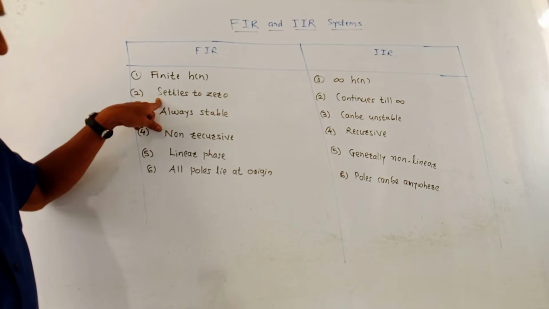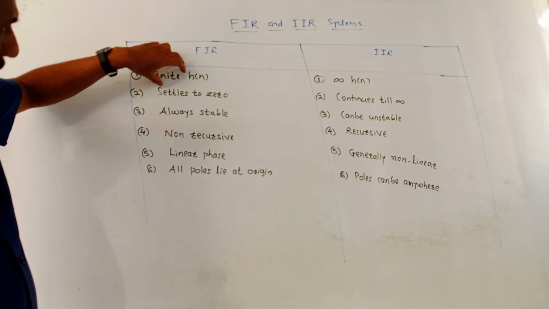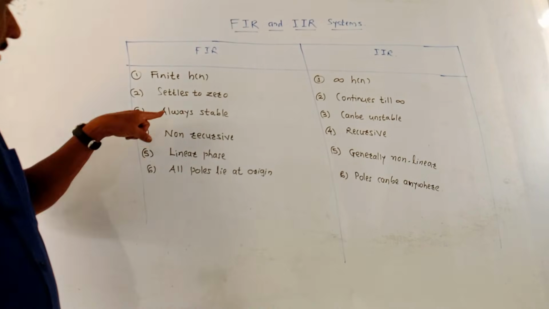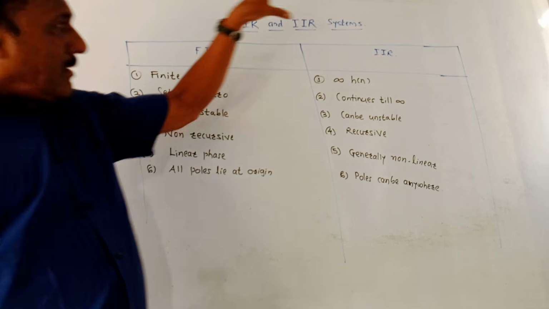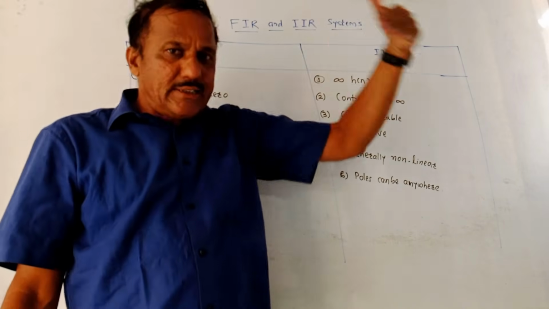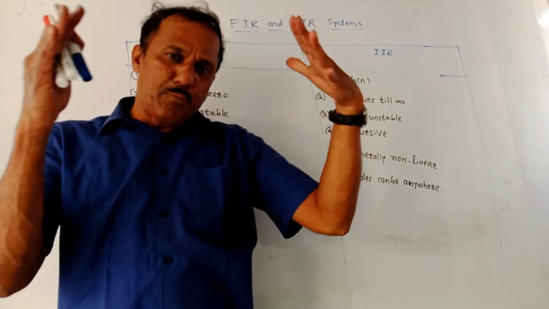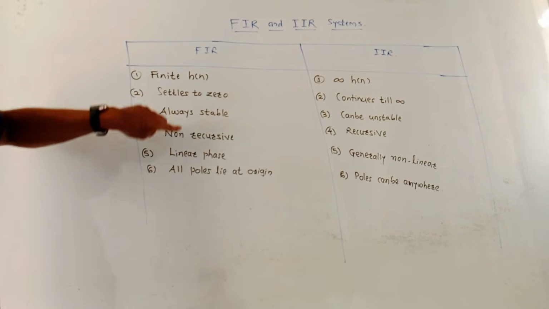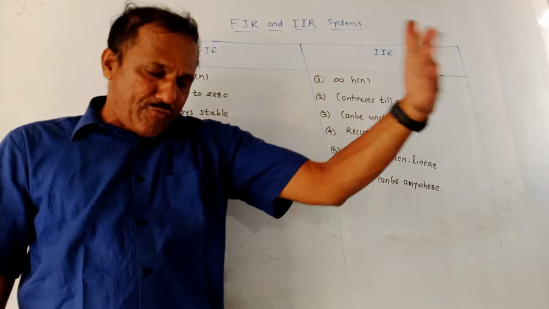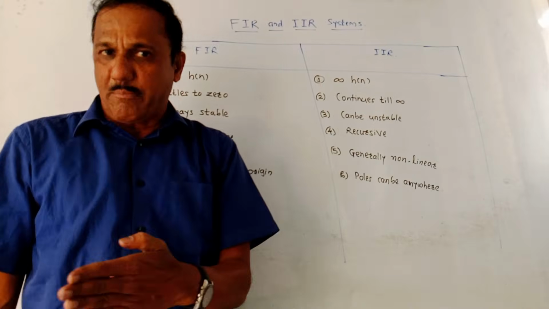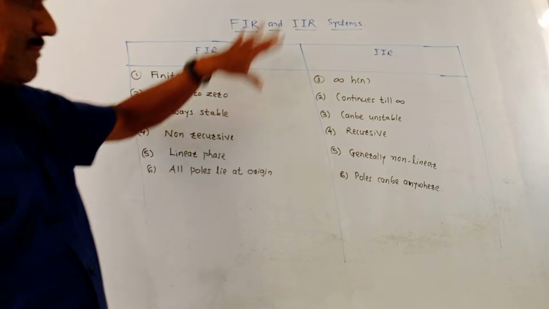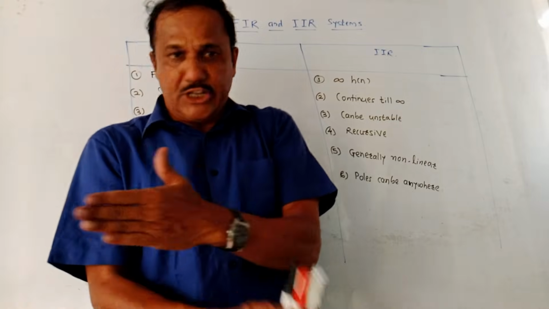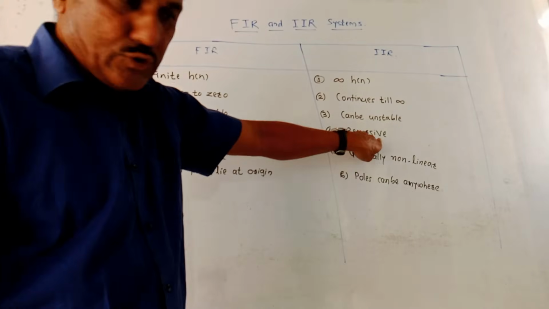Then in case of FIR systems, h of n, impulse response, always settles to 0, whereas in IIR the impulse response continues to infinity. FIR systems are always stable. In case of IIR, it is not necessary that the system is always stable, especially if the poles lie outside the unit circle, then the system becomes unstable. Then FIR systems are non-recursive, means there is no feedback signal, there are no past output samples. So it is a non-recursive system. Whereas IIR systems contain past output samples, there is a feedback connection. So such systems are called recursive systems.